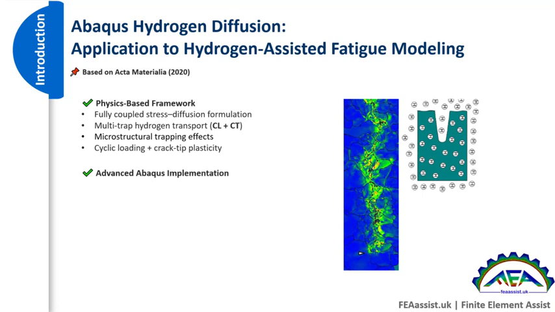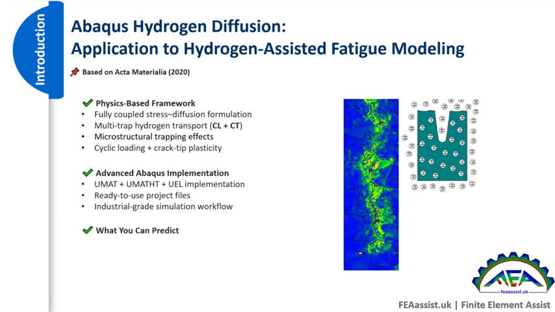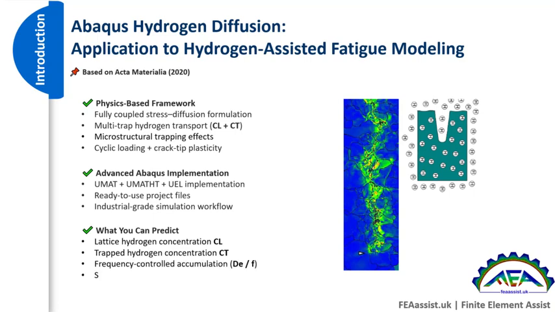The numerical implementation combines UMAT, UMAT+HT, and UEL subroutines into a robust Abaqus architecture suitable for both research and industrial applications. Using this framework, you can directly predict lattice and trapped hydrogen concentrations, frequency-dependent hydrogen accumulation, and identify safe and unsafe fatigue regimes in hydrogen environments.